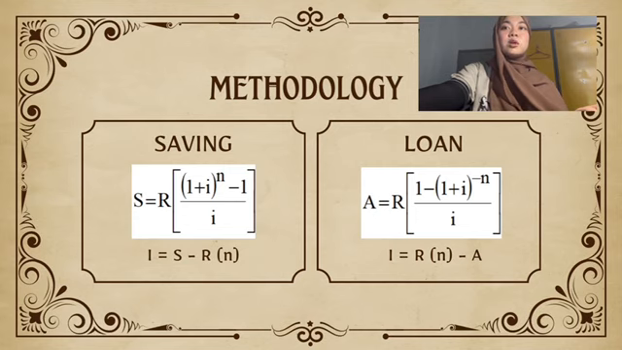For saving, S equals R in the bracket 1 plus I power of N minus 1, and then divide with I. For loan, A equals R bracket 1 minus in the bracket 1 plus I and power of N negative, and then divide with I. As you can see below is a formula to find the capital I. Capital I stands for amount of interest, which is for saving. The formula is I equals S minus R in the bracket N. For loan, I equals R in the bracket N minus A.